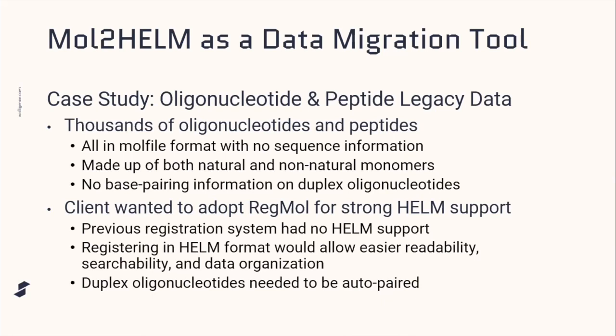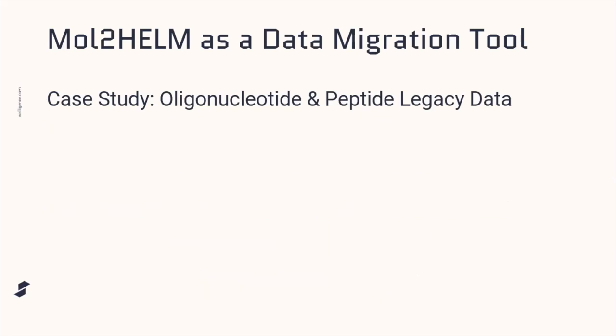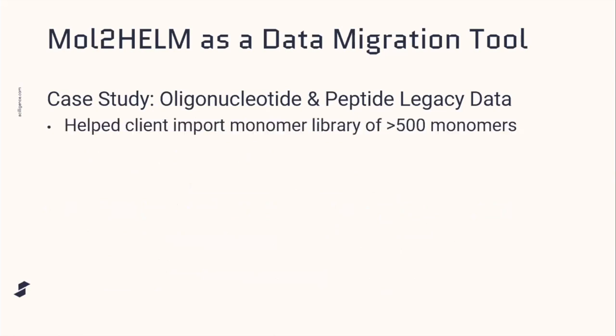Additionally, their duplex oligonucleotides needed to be auto-paired upon conversion to HELM. And that was also something that we were able to help with. So in this particular case, we helped the client first import their monomer library into RegMol. This was a relatively straightforward task because our monomer manager supports upload of SD files or JSON.